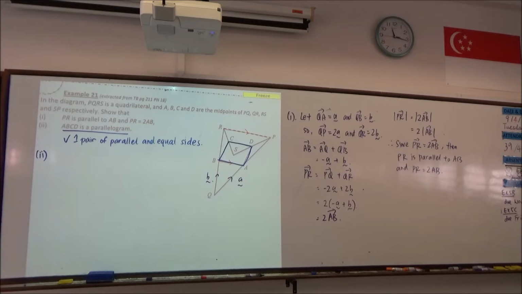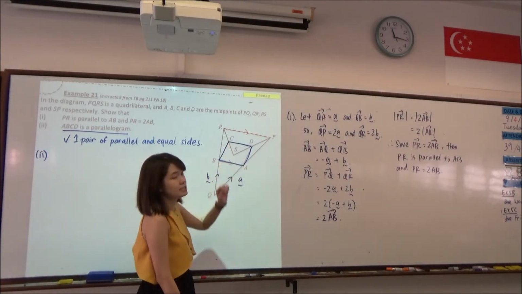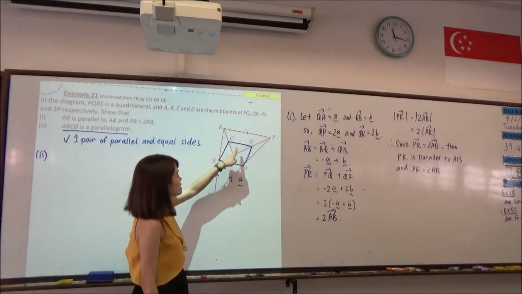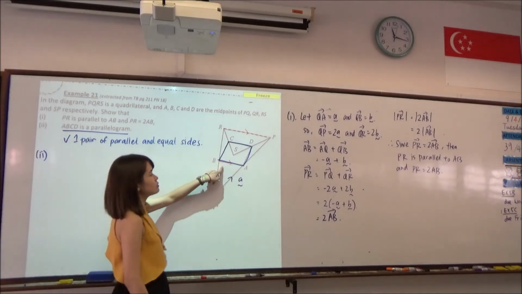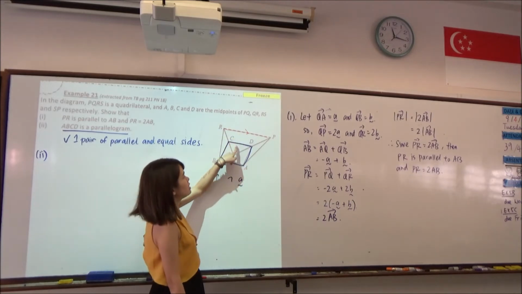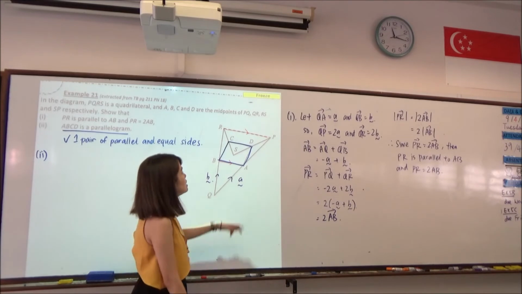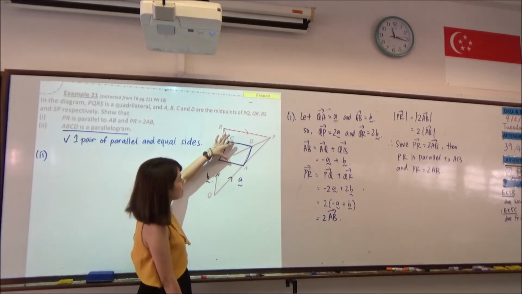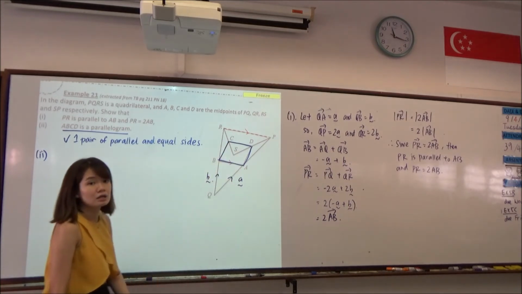So since we already know that AB is parallel to PR, and there is also a relation in terms of the length, why not we just look at CD to see whether it could be parallel to AB or not? If this were parallel to this, and this is parallel to this, surely these two will have to be parallel to each other, right or not? So we will try to prove that these two are parallel by looking at whether CD is parallel to PR.